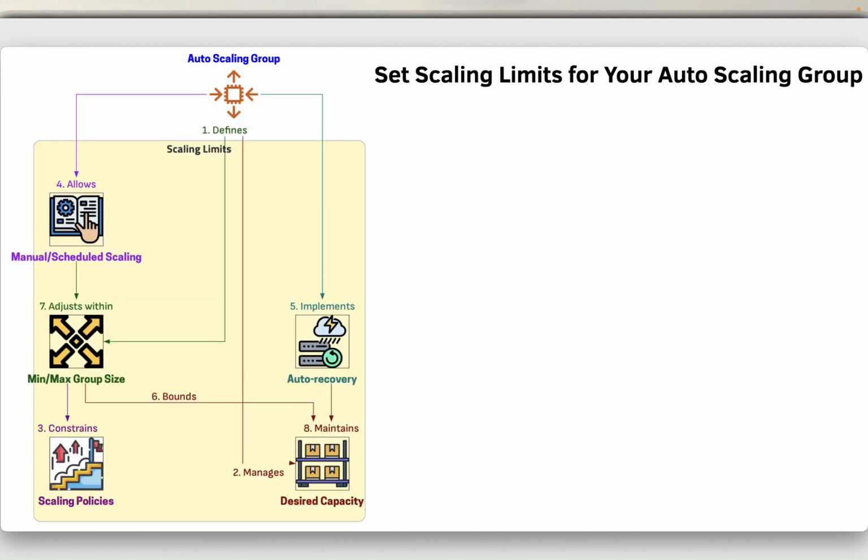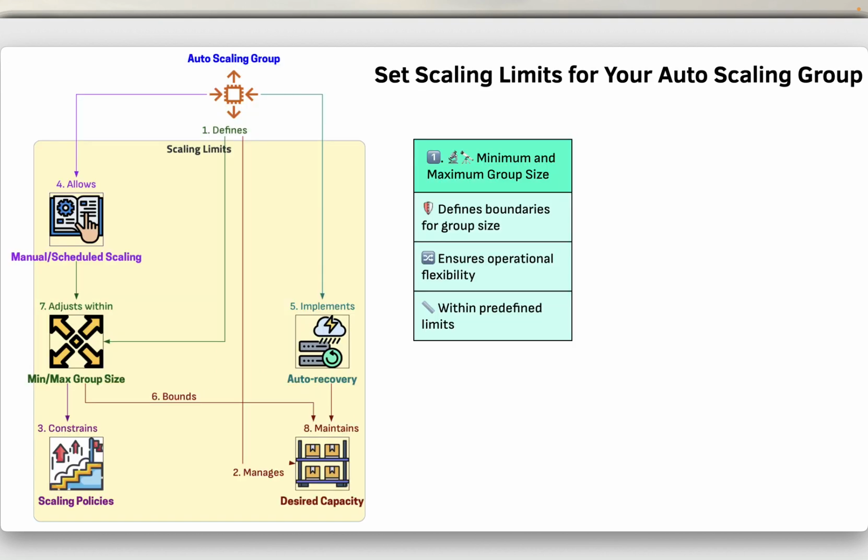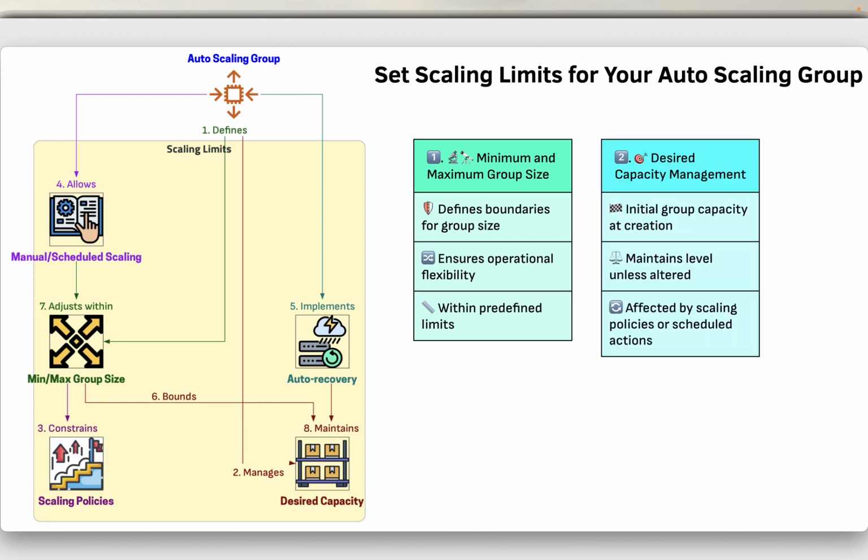Setting scaling limits for your Auto Scaling group. Minimum and maximum group size. This defines the boundaries for the size of your Auto Scaling group, ensuring operational flexibility with predefined limits. Desired capacity management. This specifies initial group capacity at creation, which is aimed at maintaining this level barring scaling policies or scheduled actions.